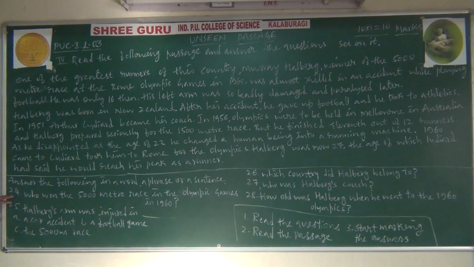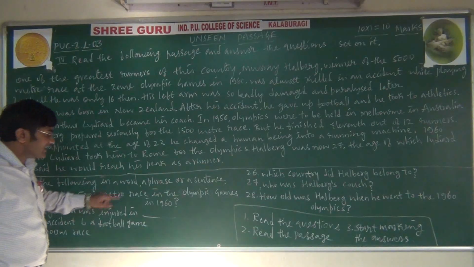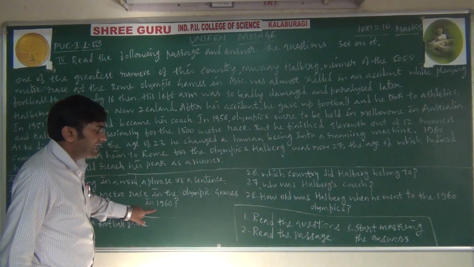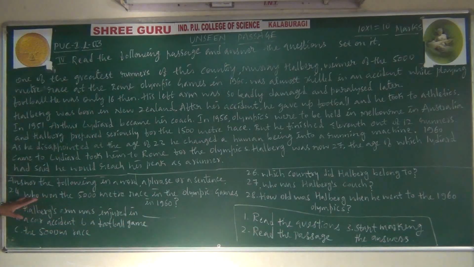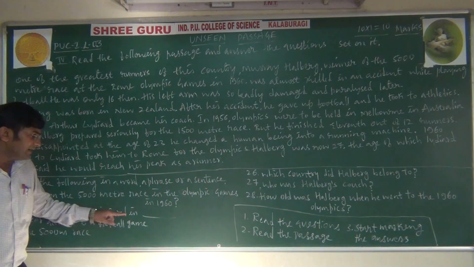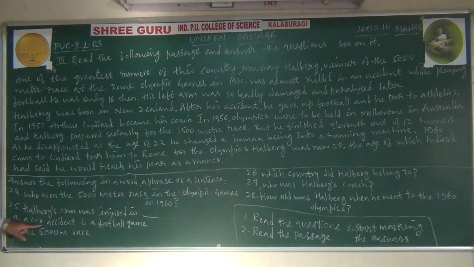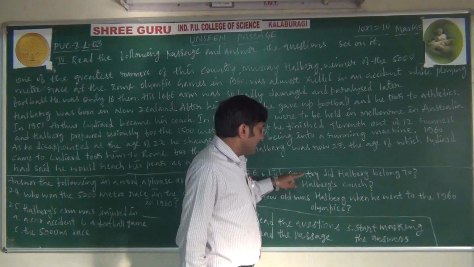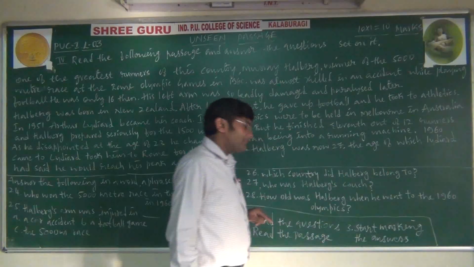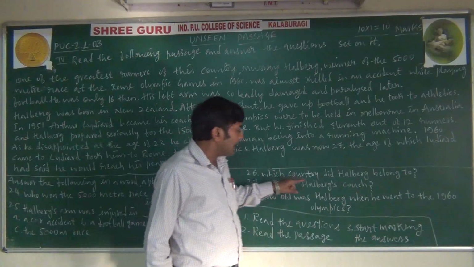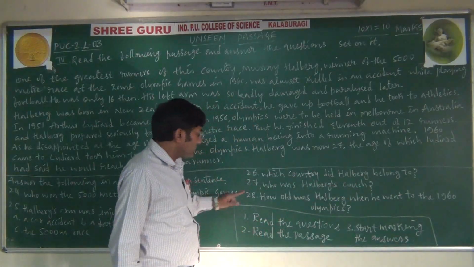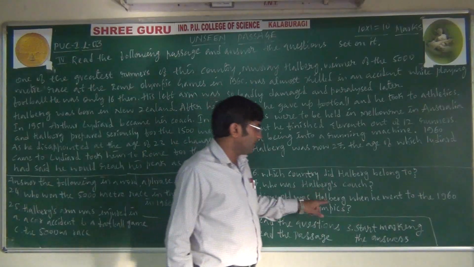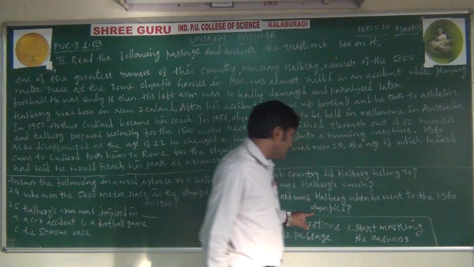Question number 24: Who won the 5,000 meter race in the Olympic Games in 1960? This is the question. 25: Halberg's arm was injured in dash. A, a car accident. B, a football game. C, the 5,000 meter race. Next, 26: Which country did Halberg belong to? Next, 27: Who was Halberg's coach? Next, 28: How old was Halberg when he went to the 1960 Olympics?